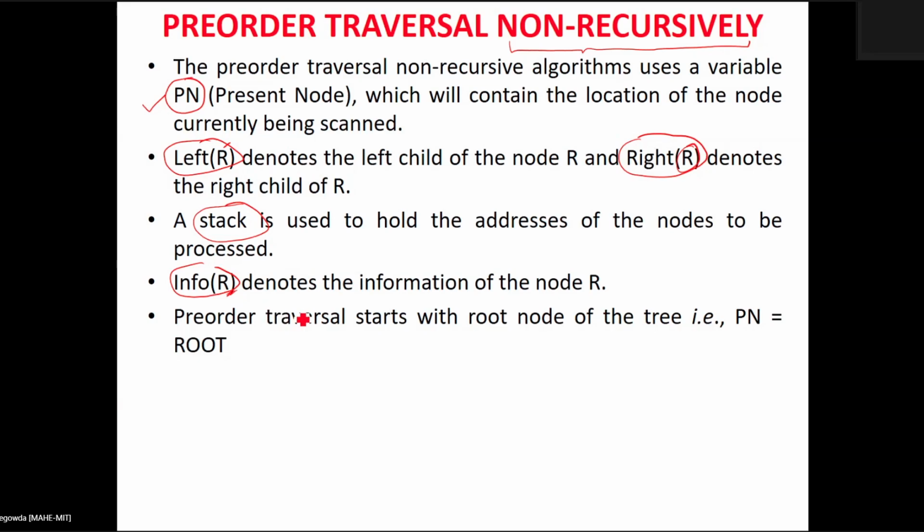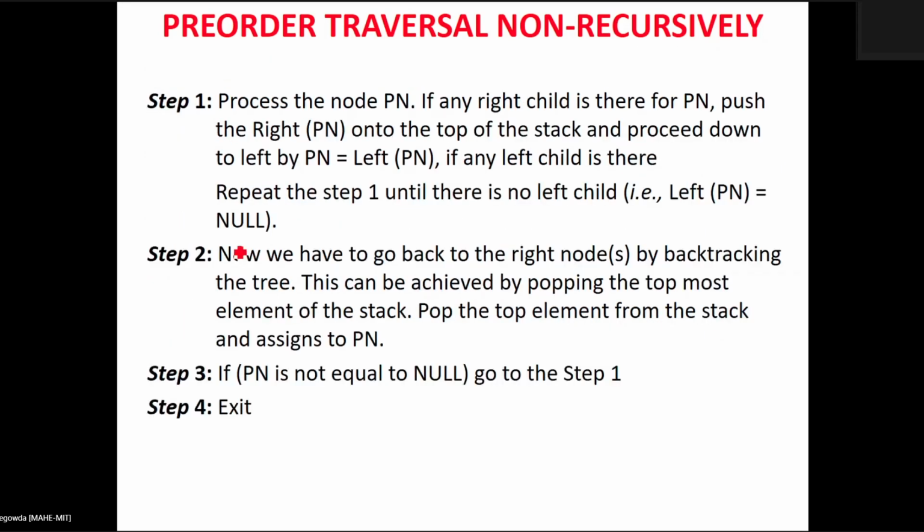In case of preordered traversal, we are going to start with the root node, so that the address of the root node is assigned to the variable Pn, that is nothing but the present node. Let's see how the non-recursive operation can be done on the binary search tree. These are the 3 steps. By using these steps, we can do preordered traversal non-recursively. Let's see how exactly it goes.